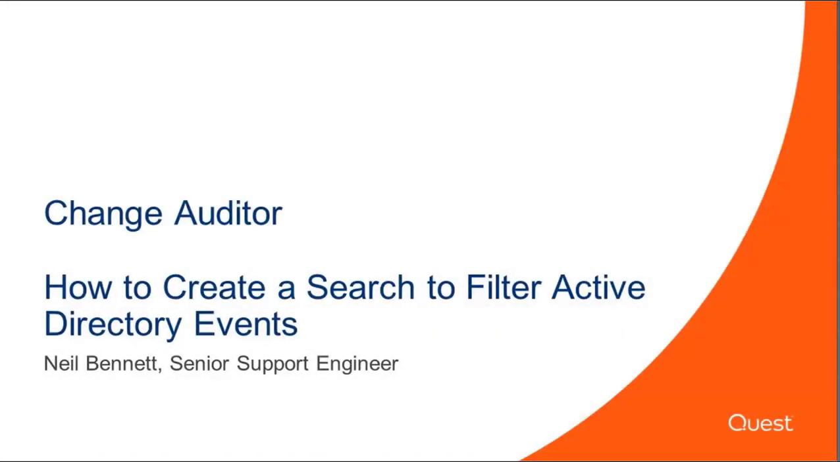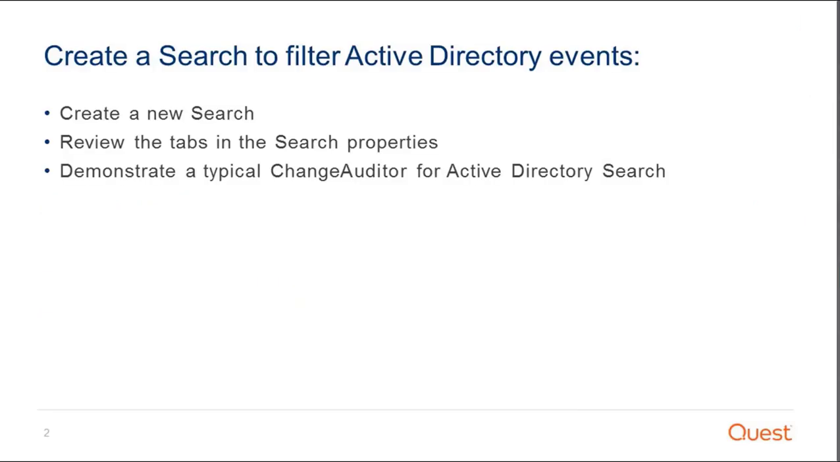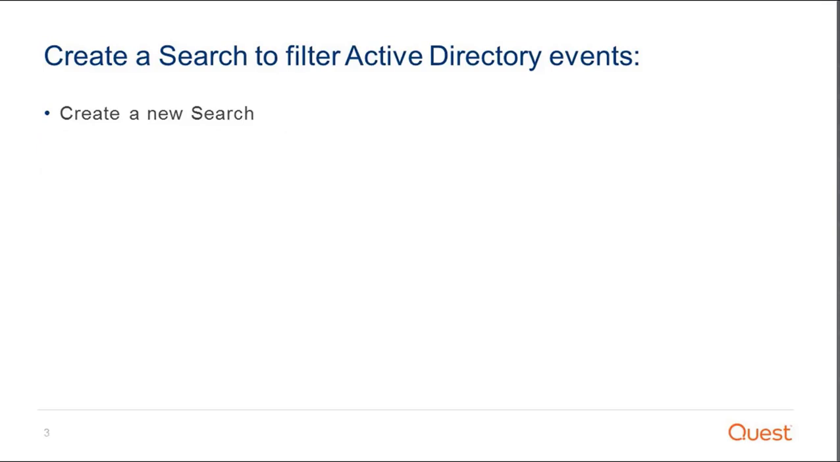Today we'll be talking about Change Auditor 6.6 and how to create a search to filter Active Directory events. Creating a search to filter Active Directory events will be broken down into three subtopics: creating a new search, reviewing the tabs of the search properties, and demonstrating a typical Change Auditor for Active Directory search. The first topic we'll discuss is how to create a new search.